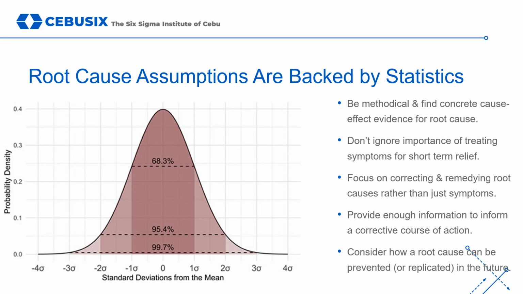Remember that in Six Sigma, we back up all assumptions with statistics. So you need to be methodical and find concrete cause effect evidence for root causes. Remember, you should not ignore the importance of treating symptoms for short term relief, while at the same time, you should also focus on correcting and remedying the root causes rather than just the symptoms. Always provide enough information to inform a corrective course of action and consider how a root cause can be prevented or how it can be replicated in the future.